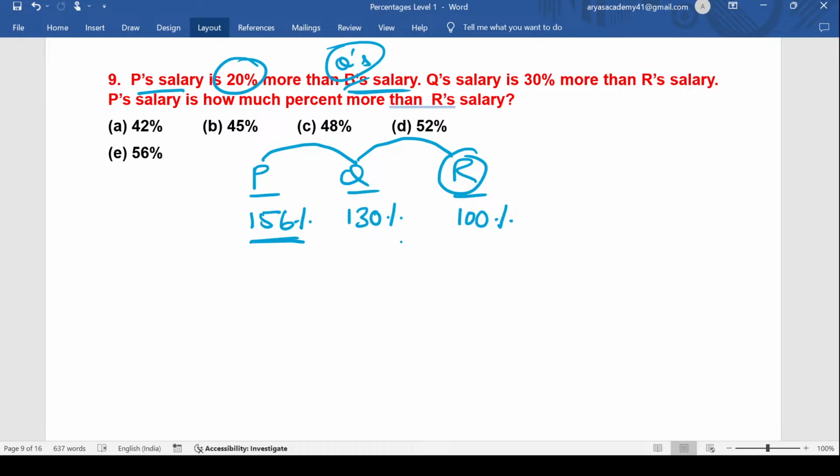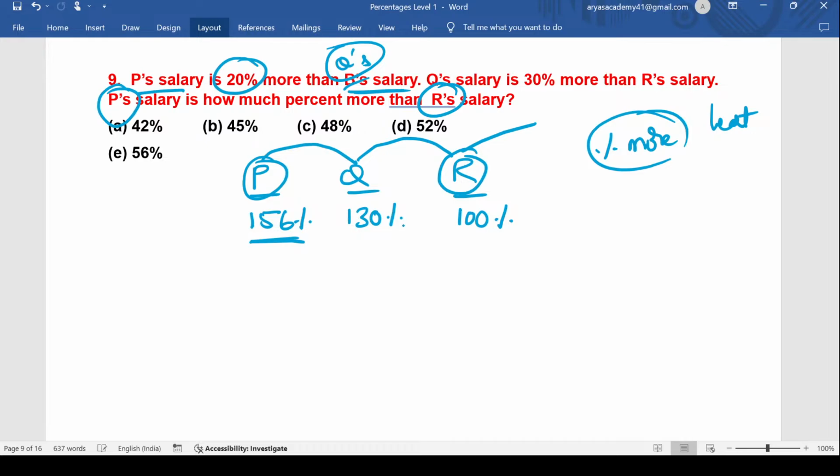P's salary is how much percent more than R's salary? See, the question is demanding percentage more. If the question is demanding percentage more, then the difference has to be compared to the least value. And whose salary is being compared? P's salary is how much percent more than R? So the two values being compared are R and P.